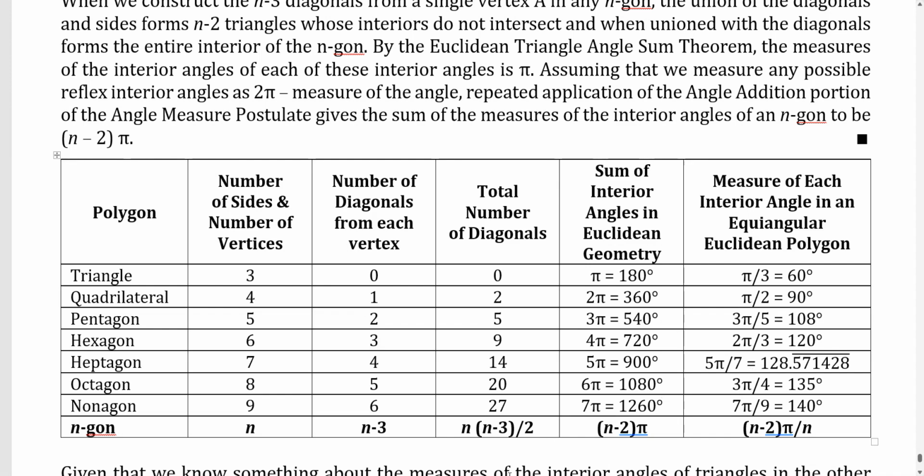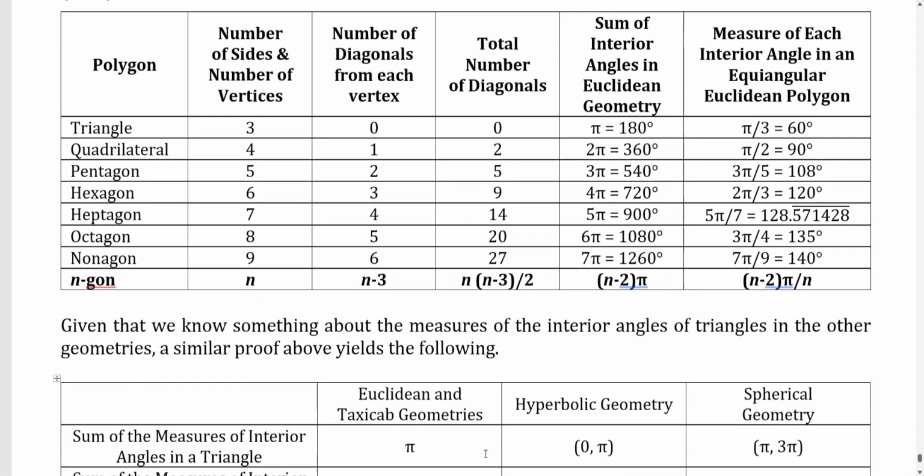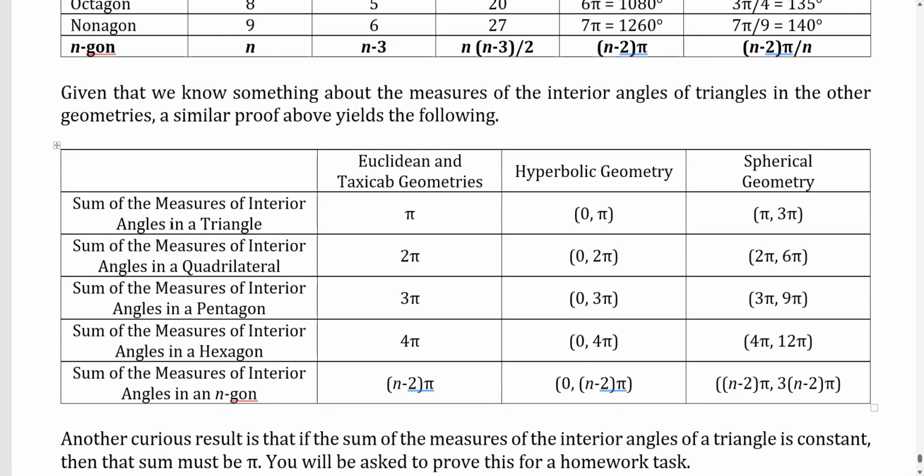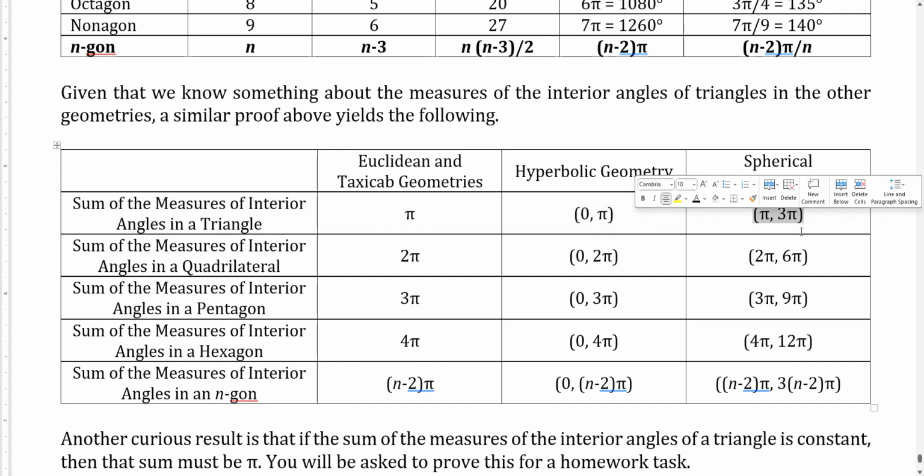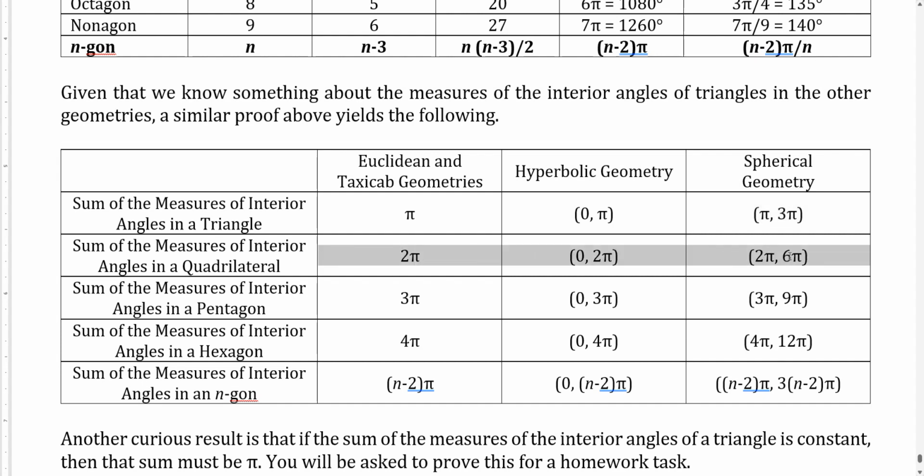Now, given what we know about the measures of interior angles of triangles, we can get this. In a triangle, in taxicab and Euclidean geometry, they add up to pi. They're between 0 and pi in hyperbolic, and between pi and 3 pi in spherical. In a quadrilateral, what's that going to do? That's where we're really studying this unit. We have the sum of the measures is 2 pi in taxicab and Euclidean for the measure of the interior angles. It'll be less than that, between 0 and 2 pi, for hyperbolic, and more than that, between 2 pi and 6 pi, for spherical.